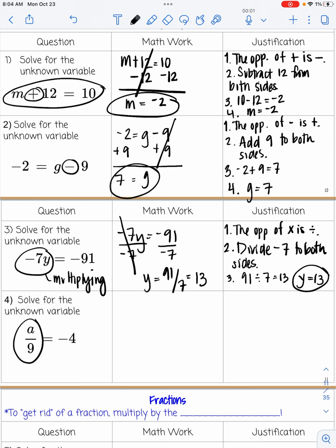Next example, we have a over 9 equals negative 4. When we have something like this, it means division. And so that means that we're going to be doing the opposite, which is multiplying. So first, we're going to say that the opposite of division is multiplication.